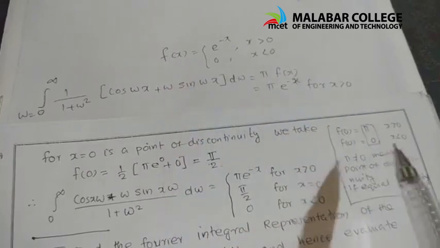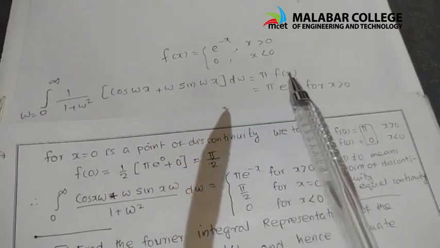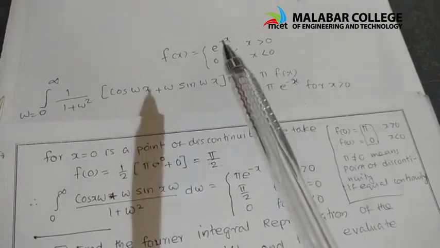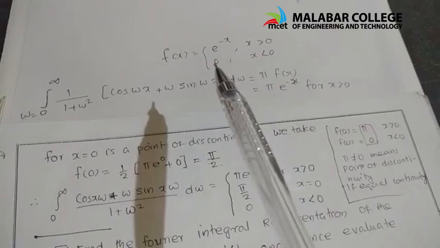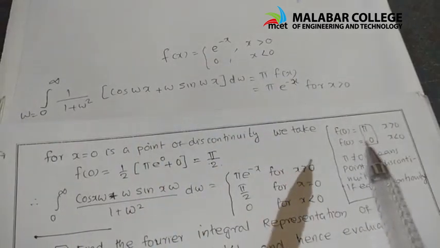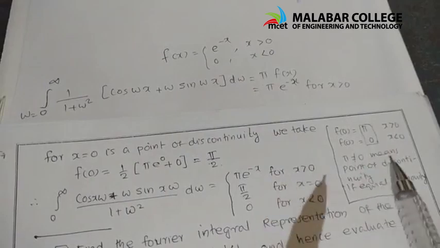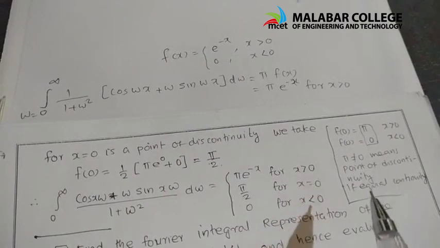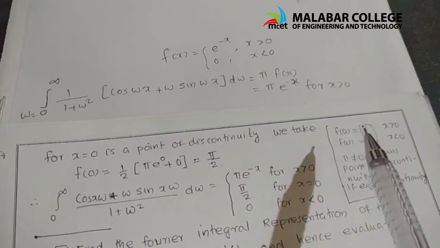So if we substitute one value, we will get pi into e raised to 0, which is pi here. The upper value is pi, and pi into this second value is 0. So the second value will come, f of 0 equal to 0. So we have to take the average here. So pi not equal to 0 means the point of discontinuity here. This I have explained already, so no need to explain again. So what we have to take here is the average of these values.